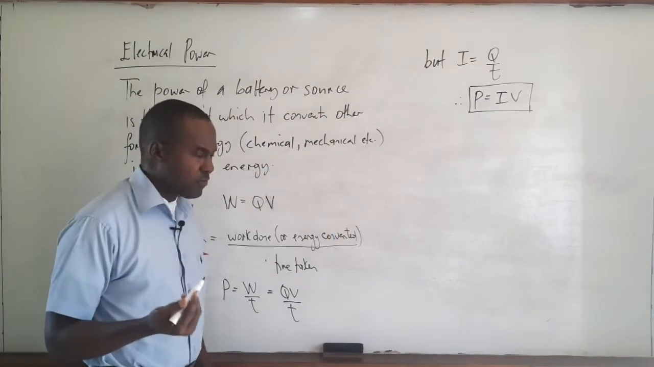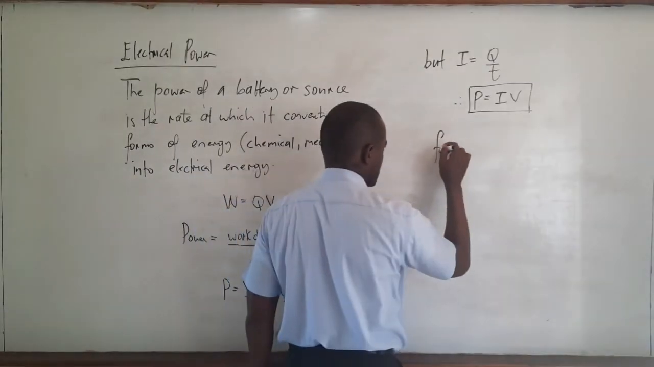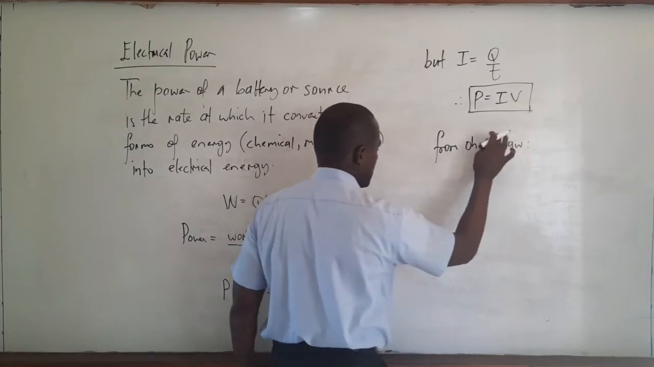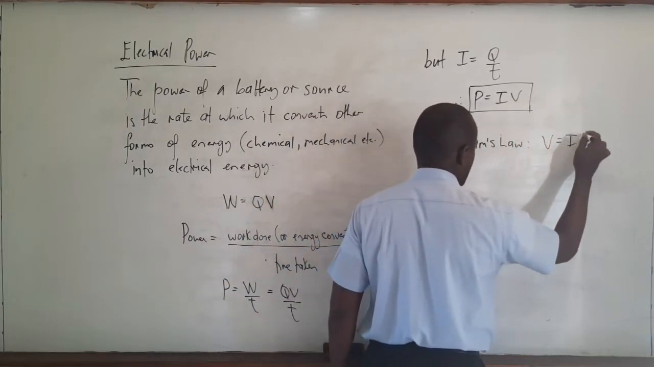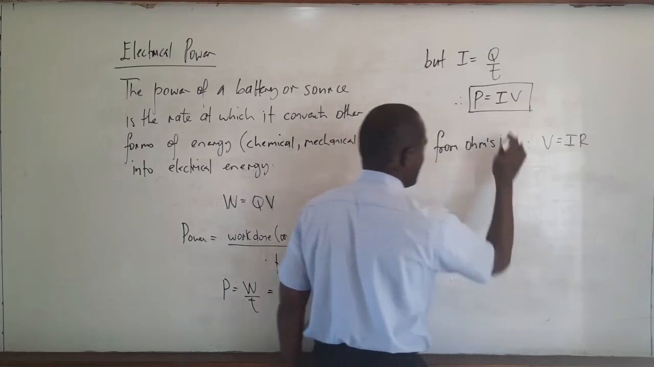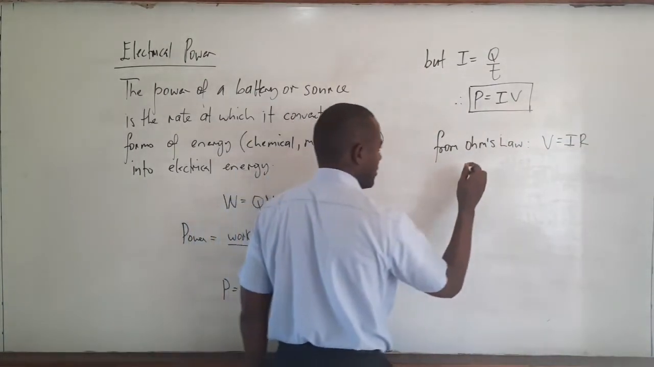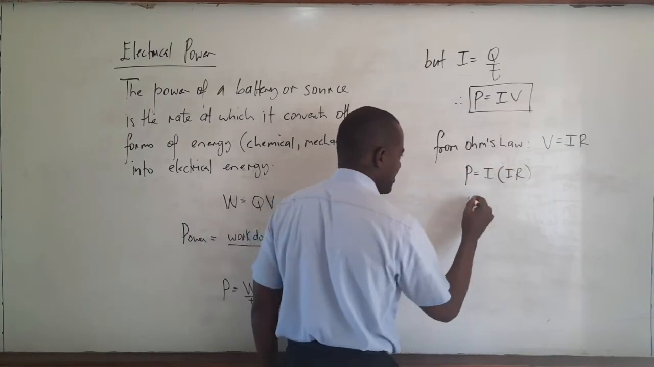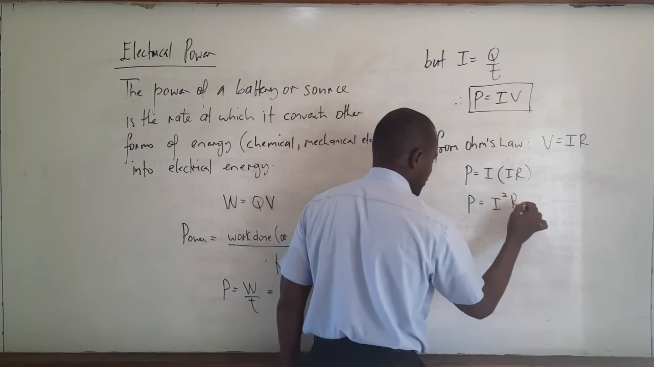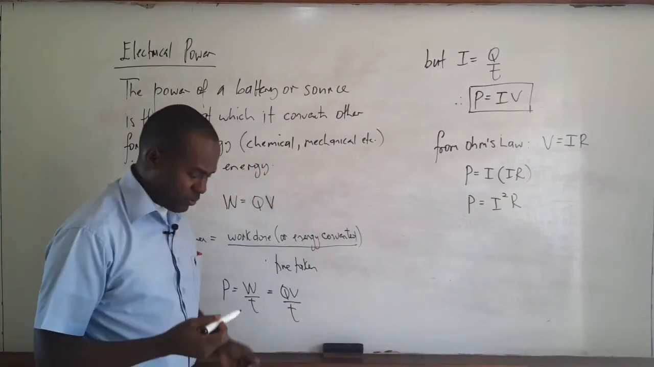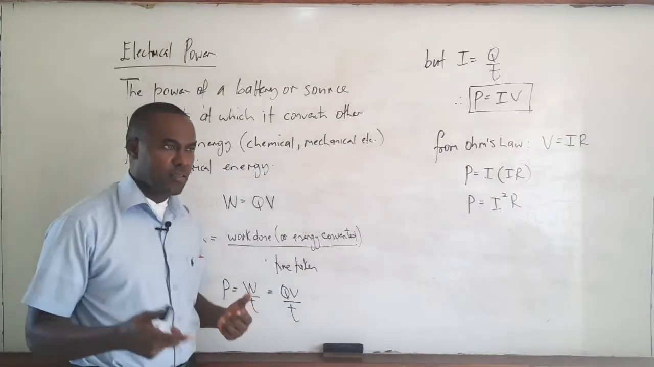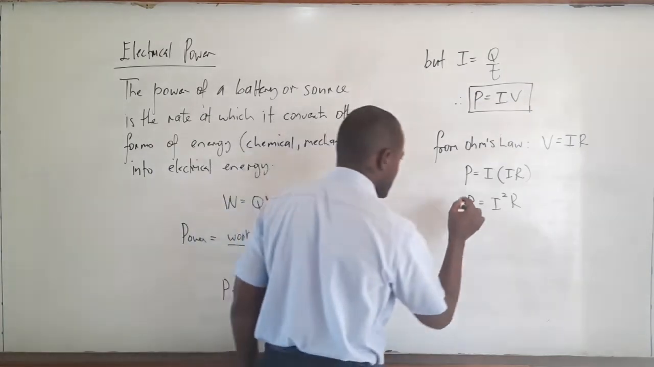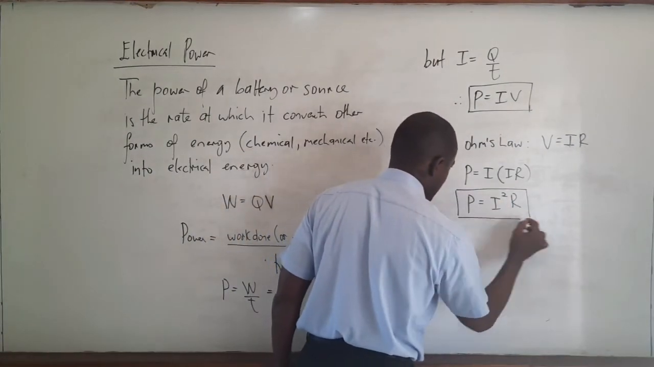If you recall from Ohm's law, V is equal to IR. So if we substitute for V into this equation, we get P is equal to I times IR, and therefore P is equal to I squared R. This formula is one of those which is generally used to calculate the power dissipated in a device like a resistor. P is equal to I squared R. So it's the square of the current times the resistance.